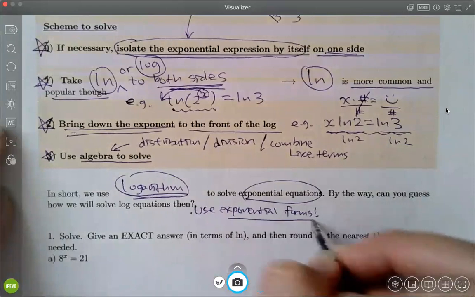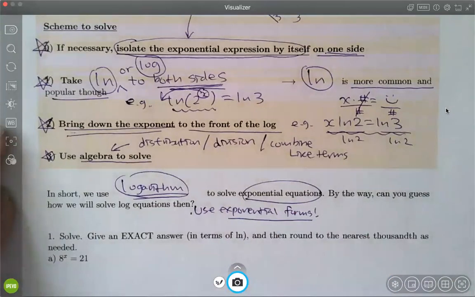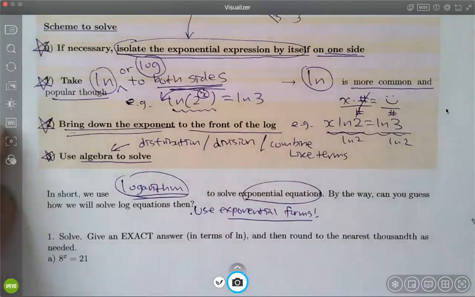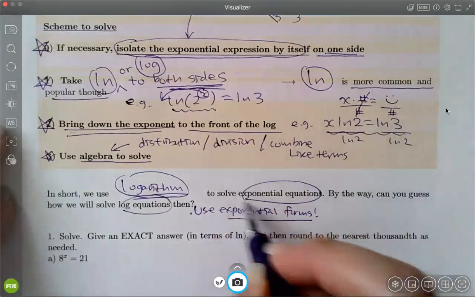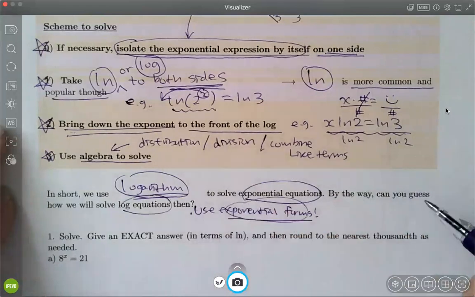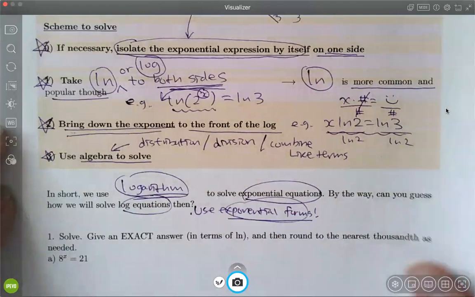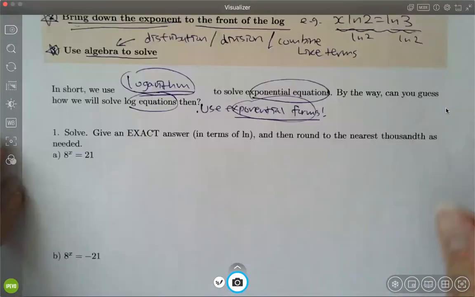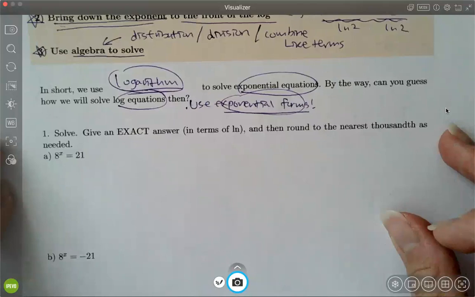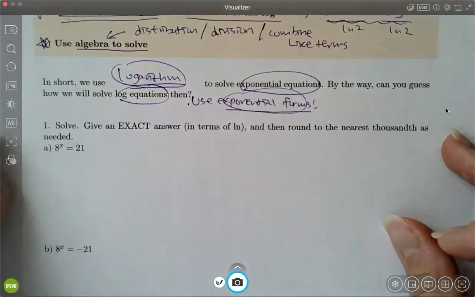So what does that mean? They help each other and they need one another. To solve exponential equations, we need log. To solve log equations, we need exponential. We will see log equations in the next part, but first we want to do the exponential equations.